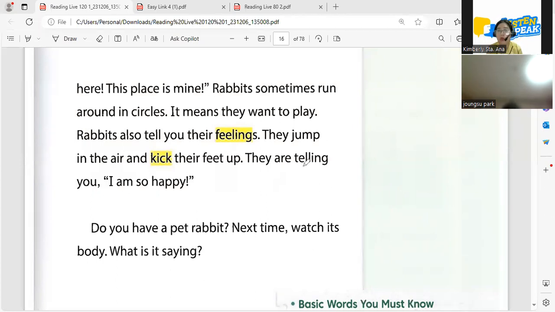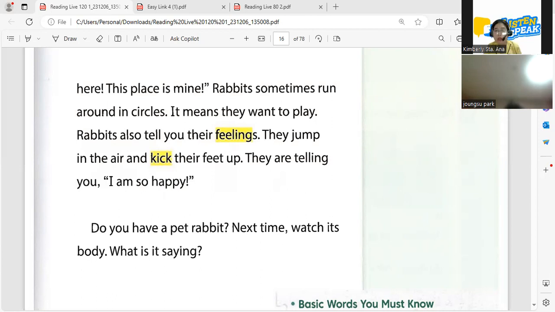What do they do when they are happy? Do they run around in circles? What do they do to tell that they are happy? They jump in the air and kick their feet up. Very good. So that's how they say that they are happy.